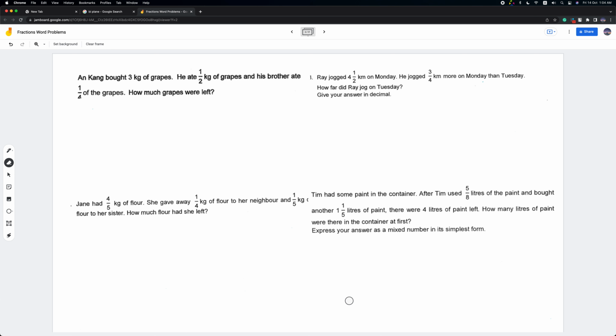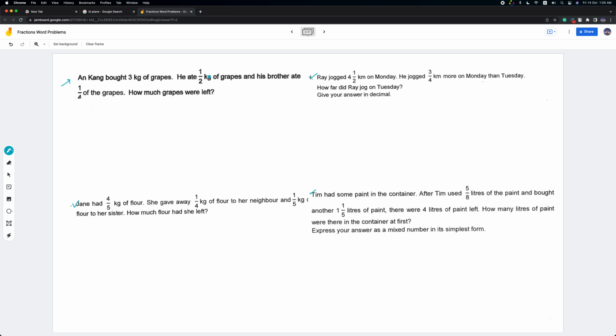We are going to continue with word problems involving fractions. We have done quite a number of questions. Again, I'll try to keep this hopefully in about 20 minutes or under. We have done this question, this one and this one. So today we're going to start off with the next question here.